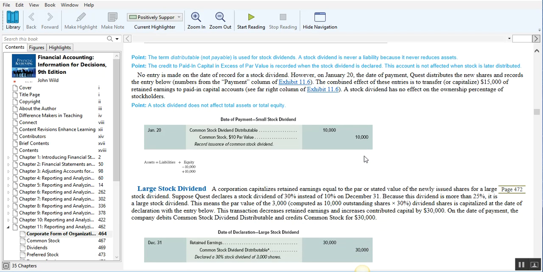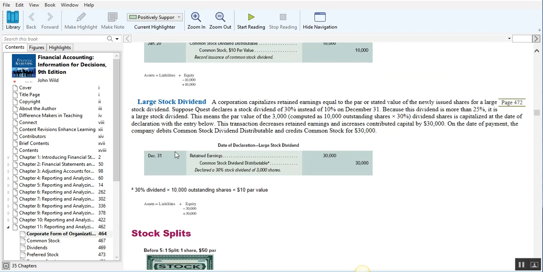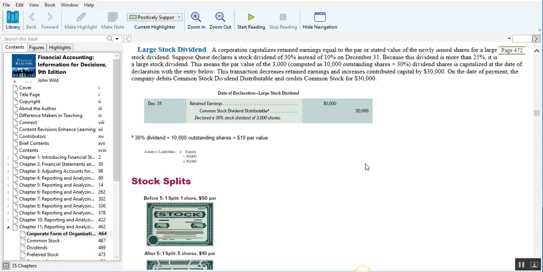So if you look at it here, this is the date of declaration for a large stock dividend. You're going to debit the 30,000 here, which is the par value of stock times 3,000 shares, whatever that is. So in this case, it looks like $10 a share because you got 30,000.